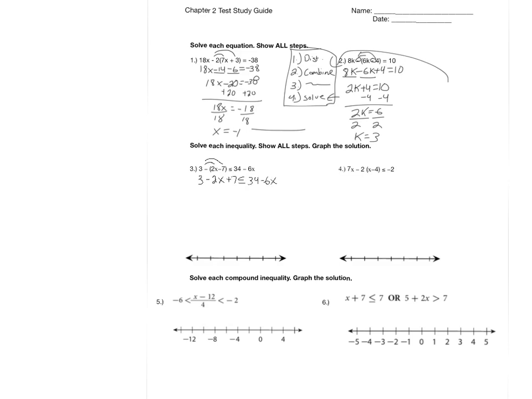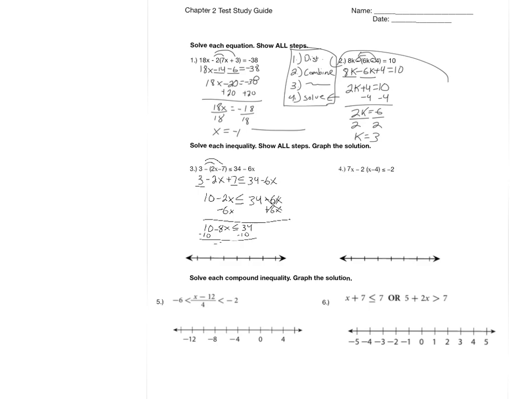All right, now we combine like terms. The 3 and the 7. 3 plus 7 is 10. And we get this. Now we move our variable to the same side, so I'm going to go ahead and add 6x, but it wouldn't matter which term you move. And then when you do that, you get 10 minus 8x is less than or equal to 34. So what do you do next? Subtract 10 on both sides, right?